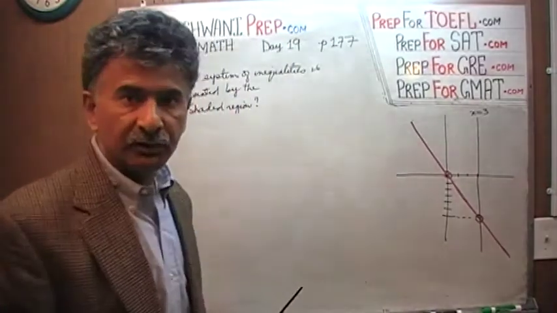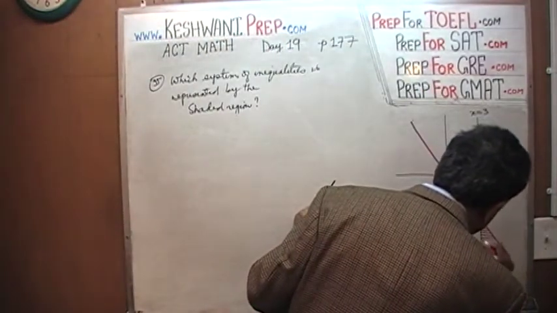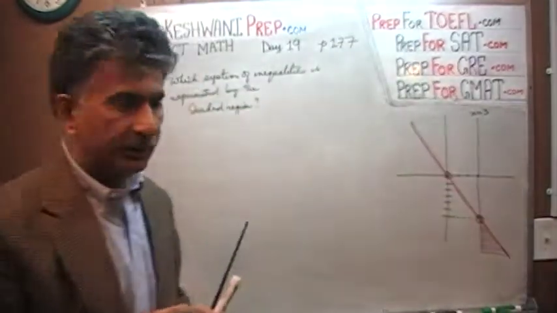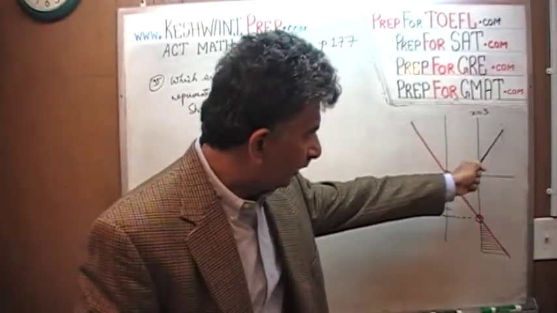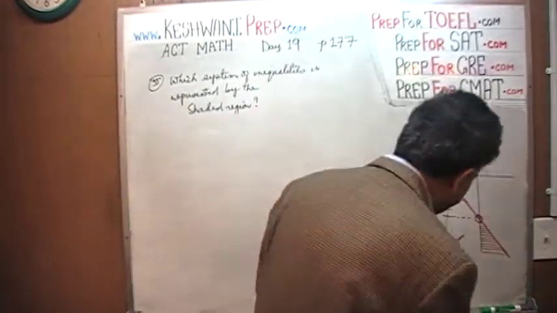And where is the shaded region? The shaded region that I'm showing is right here. That's the shaded region we're talking about. As we can clearly see, that region lies to the right of this line, this line x is equal to 3. This is our line.